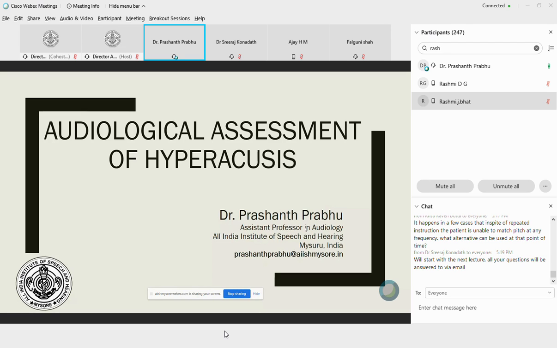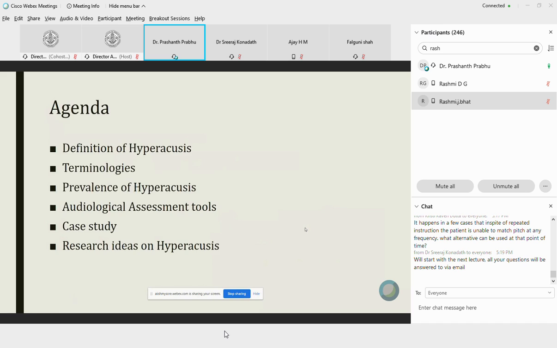So in this lecture we will try to learn what techniques and tools are presently available for an appropriate assessment of an individual with hyperacusis. My agenda for today's talk: we'll talk in brief about the different terminologies that are related or similar to hyperacusis, how we differentiate them, the definitions, and we'll talk briefly about the prevalence of hyperacusis, how prevalent it is, and the major part, that is, what the different audiological assessment tools are. And I'll talk briefly about one case study that was tested at All India Institute of Speech and Hearing, Mysore, and we'll briefly discuss some of the research ideas on hyperacusis, and that's the talk for the day.